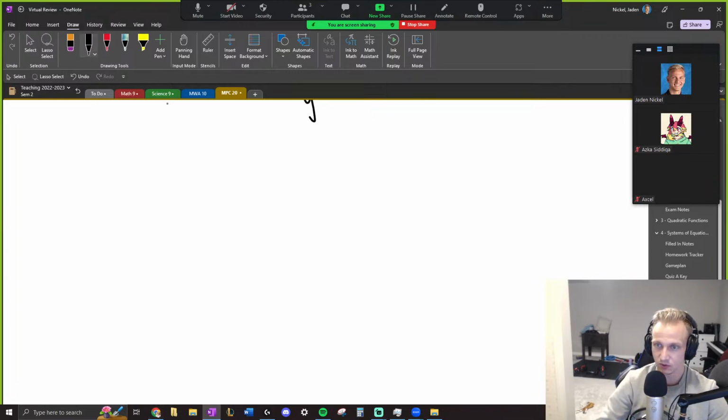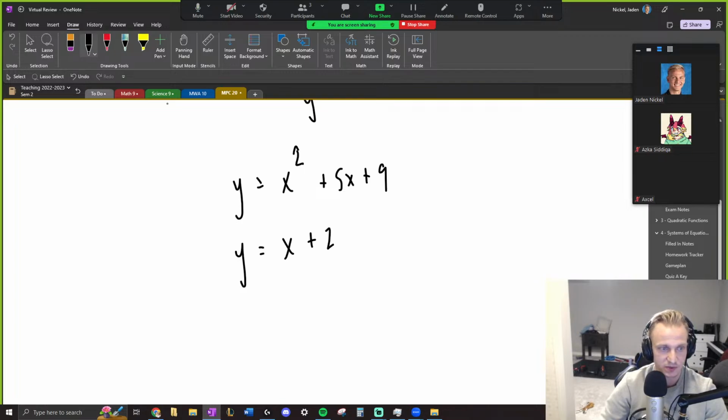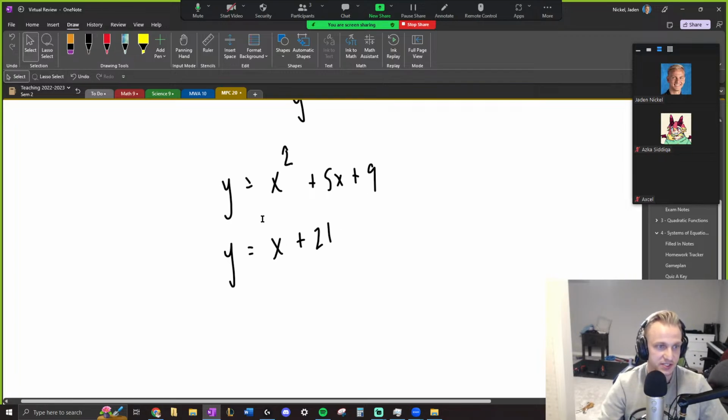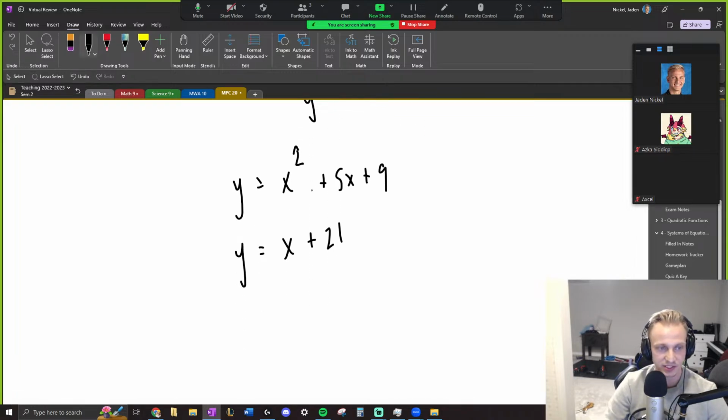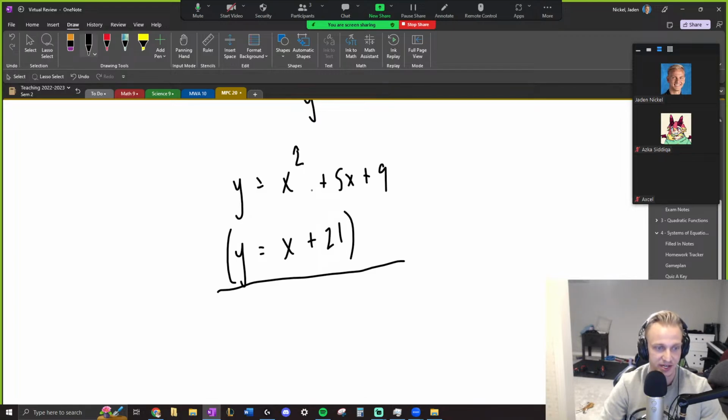Okay, so let's say that we have y is equal to x squared plus 5x plus 9 as one of our equations, and then the other one would be y is equal to x plus 21. Let's say those are our two equations. So the way that I taught you guys in class was to add these two equations, and what you would need to do is multiply this entire thing by -1. You can skip that step. You can do that step. It's really up to you.